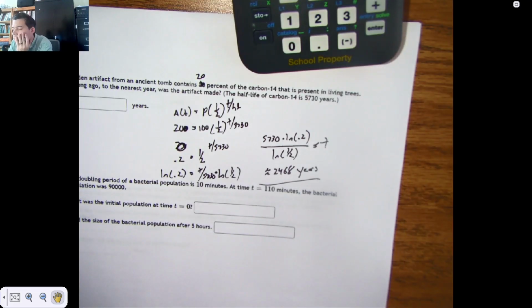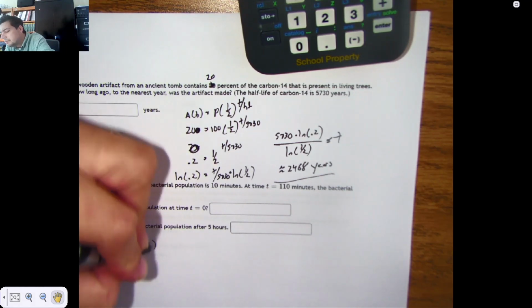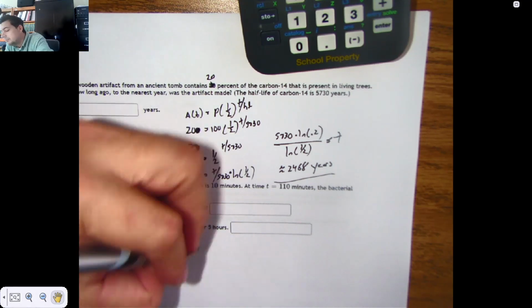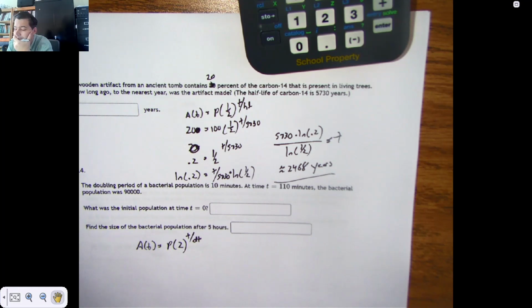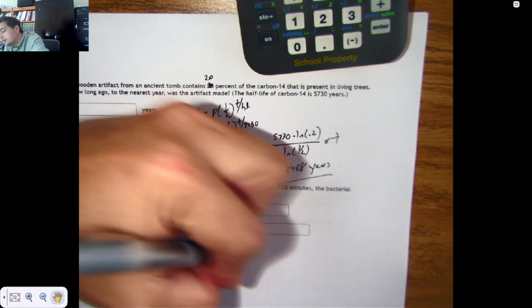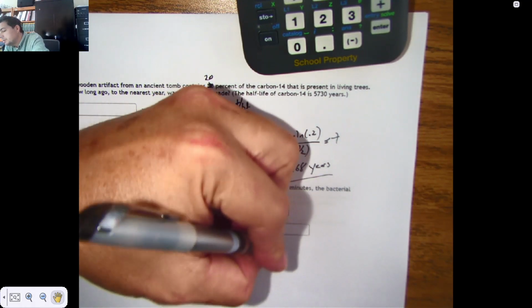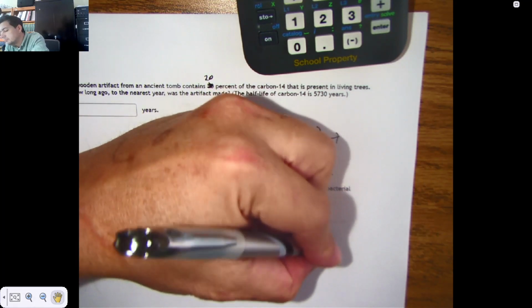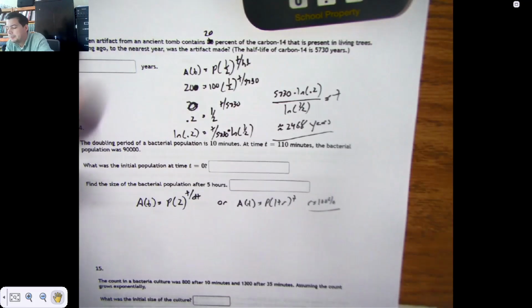Here we have the doubling period of a bacterial population. It's 10 minutes. There's some shortcuts to this. If halving uses a half, then doubling would use it too. So you can actually use that the amount after time passes is the principal times 2 to the t over the doubling time, which I'll just call dt. It's just a shortcut. If you don't like that, use principal times 1 plus r to the t and just go with it. If you use that, your rate of increase is 100%. But anyways, you do you, I'll do me. I'm going to use this little shortcut guy.